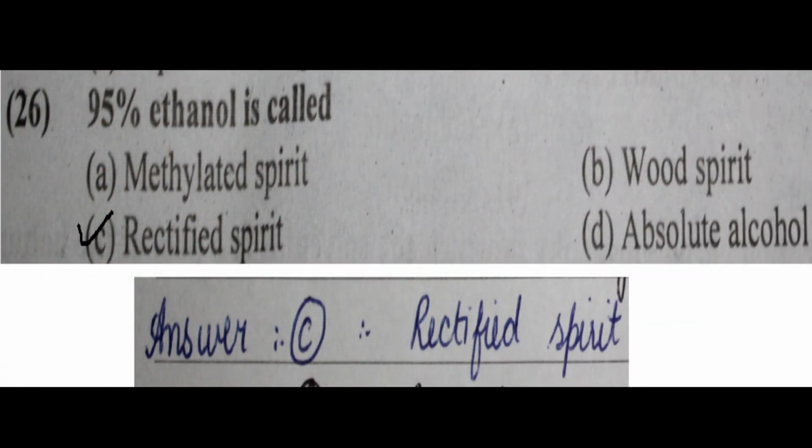Next is, 95% ethanol is called as. Option C, rectified spirit, is our right answer.